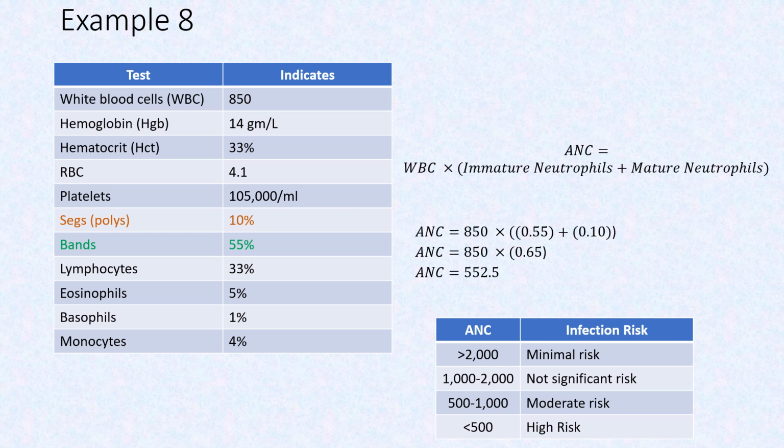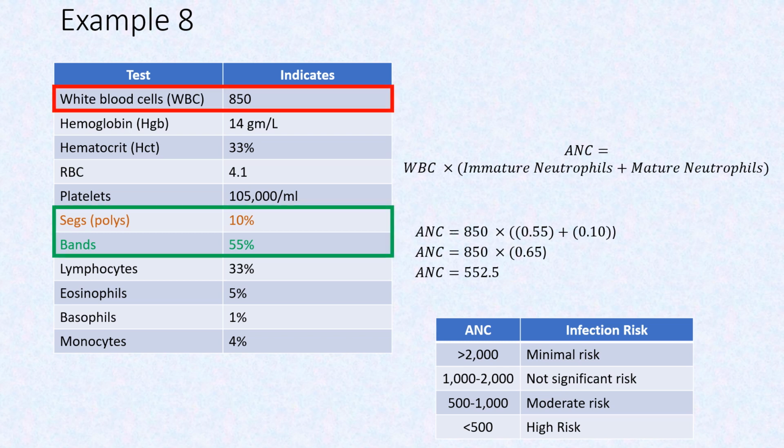In example 8, the white blood cells are 850. The mature neutrophils or segs are 10%. The immature neutrophils are only reported as bands at 55%. The total count of neutrophils is 65%, or 0.65. When entered into the formula, 850 multiplied by 0.65 equals 552.5. This is between 500 and 1,000, indicating a moderate risk of infection.